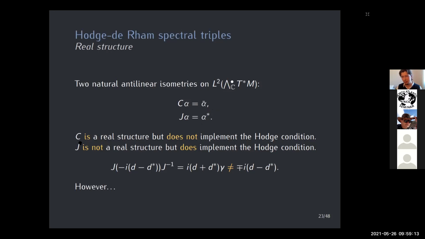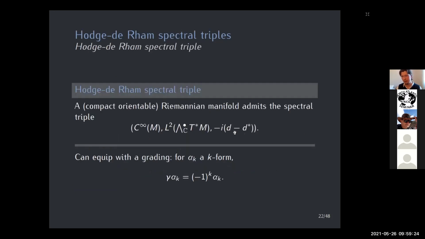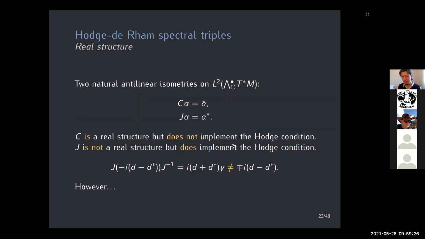This first one, C, the complex conjugation, is a real structure. It doesn't implement the Hodge condition with respect to this particular Hilbert space. And this Dirac operator, this algebra.